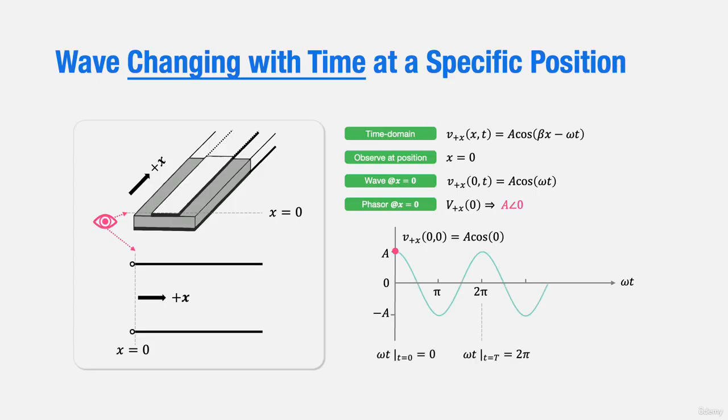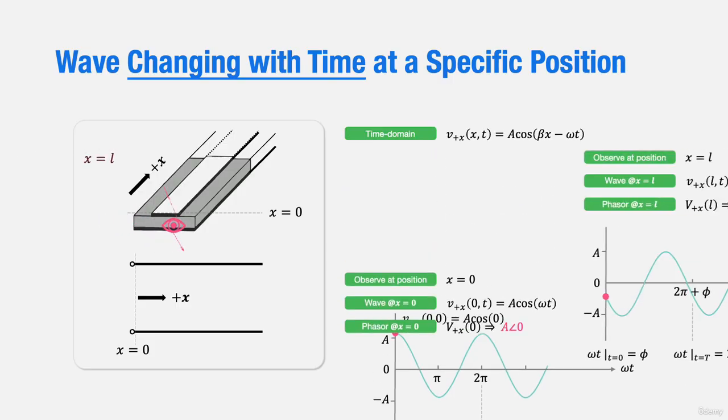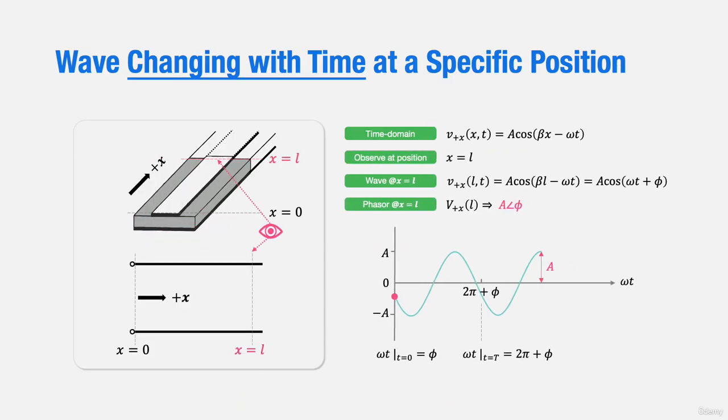As time passes, the voltage wave at the x equals 0 position remains a sinusoidal wave with the equation A times cosine omega t. Let's now consider standing at a fixed position at x equals L and observing the variation of the wave in the time domain. At position x equals L, beta times L is a constant, so we can rewrite the wave equation as A times cosine(omega t plus phi), where phi equals negative beta L.